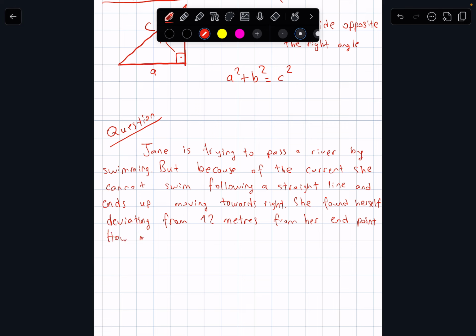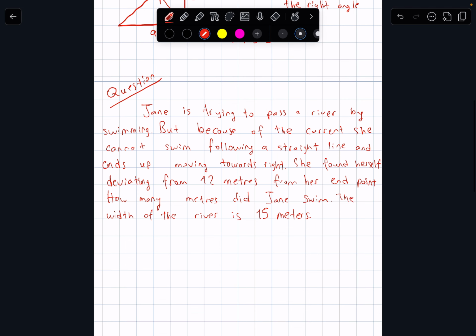How many meters did Jane swim? And let's say the distance, or the width of the river, is 15 meters. So let's draw it, okay?